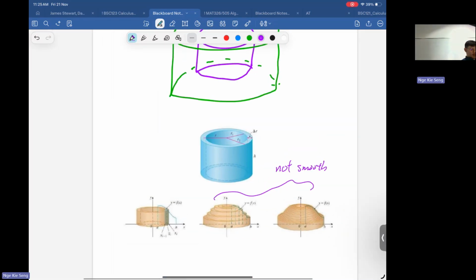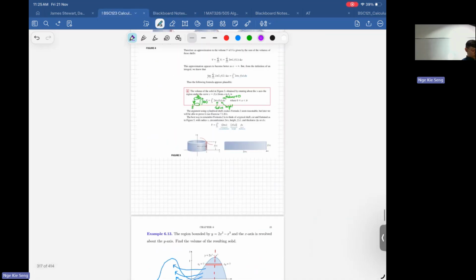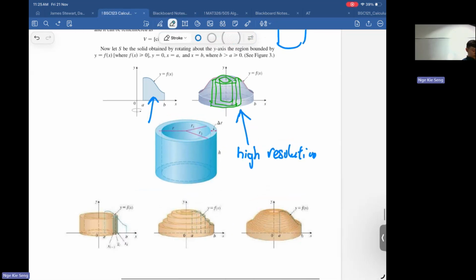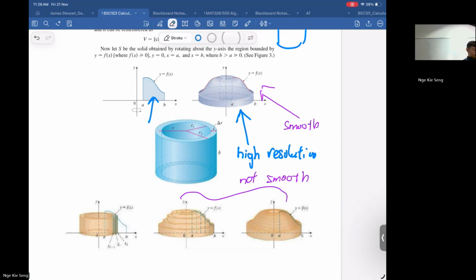So this bottom here is not smooth. And these pictures are not smooth, and then the original picture is smooth.